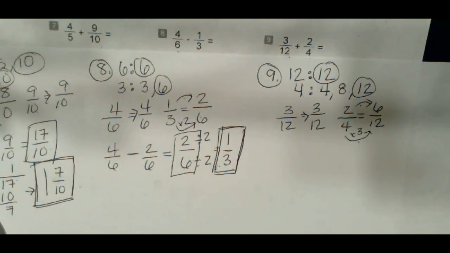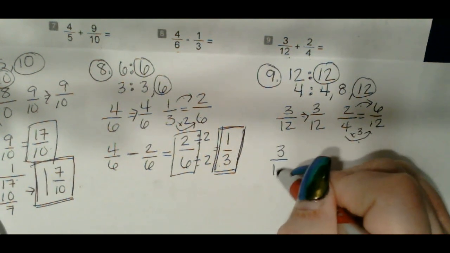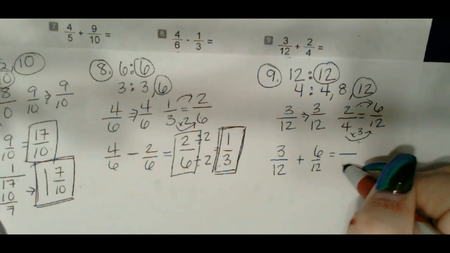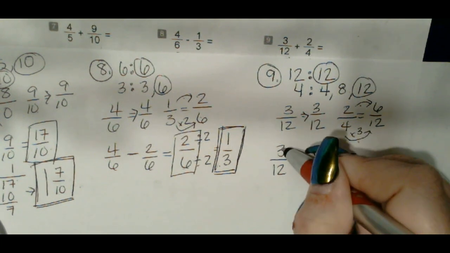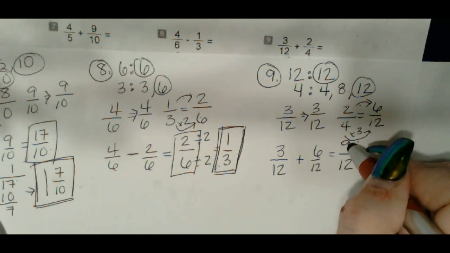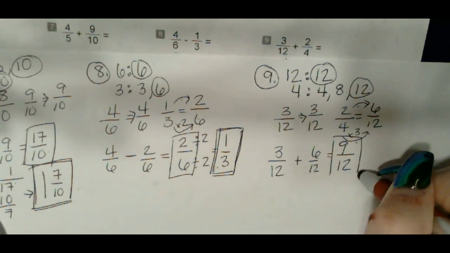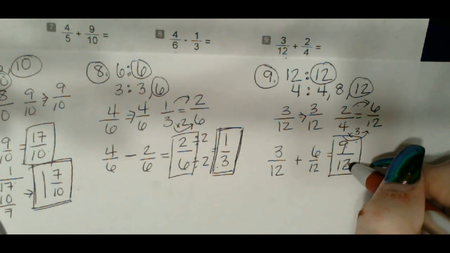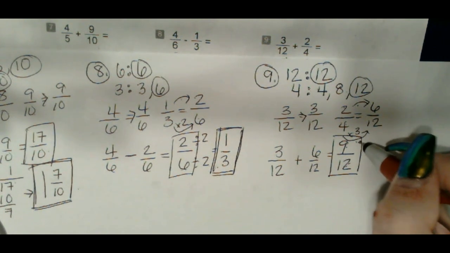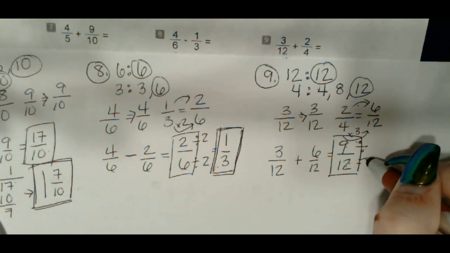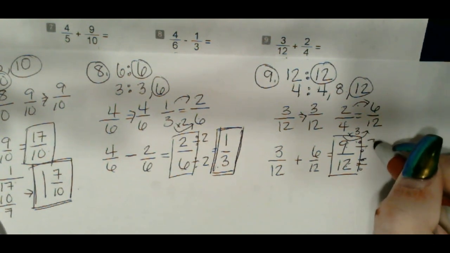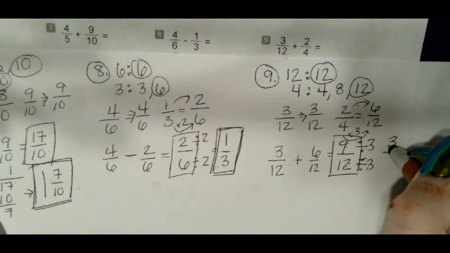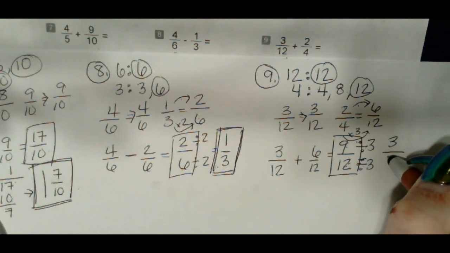I now have my 2 fractions. So let's rewrite it. 3/12 plus 6/12. Our denominator is going to stay the same. 3 plus 6 is 9. So our answer is 9/12. However, I think we can reduce this. So we're going to divide the top and bottom by a factor, which would be 3. 9 divided by 3 is 3. 12 divided by 3 is 4.